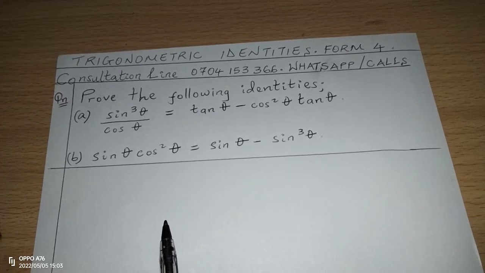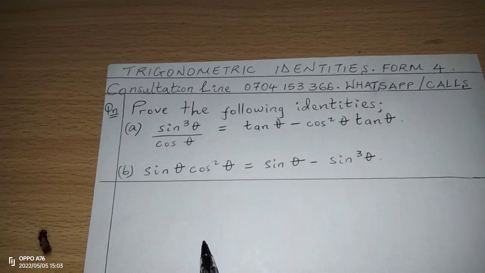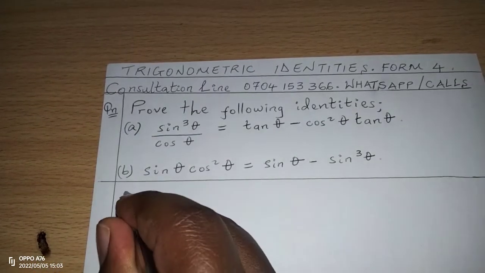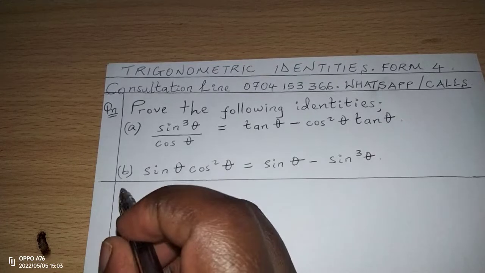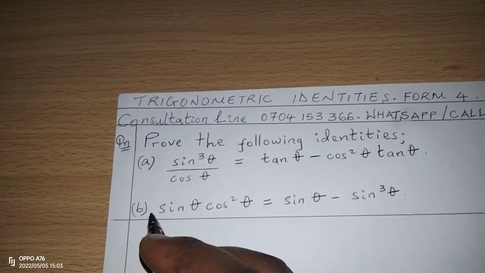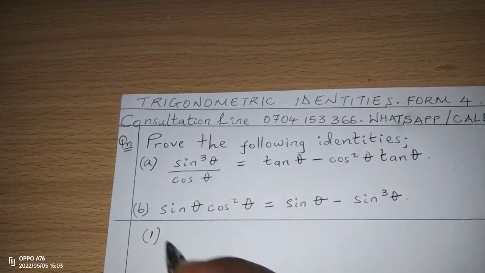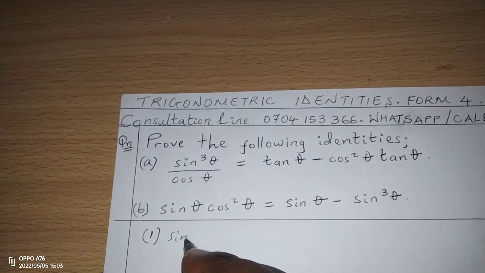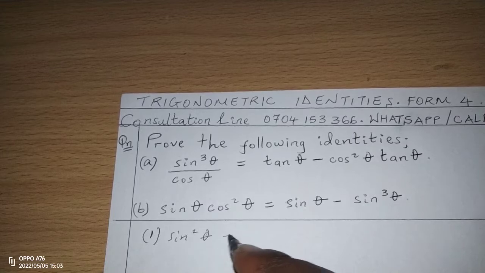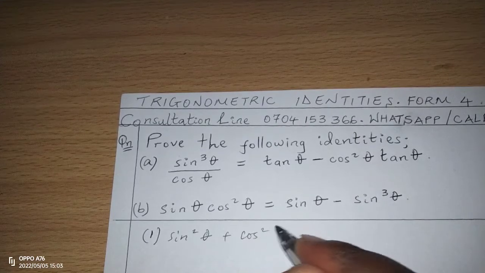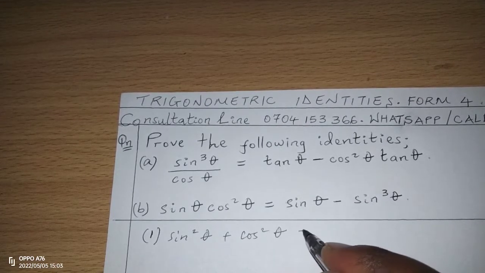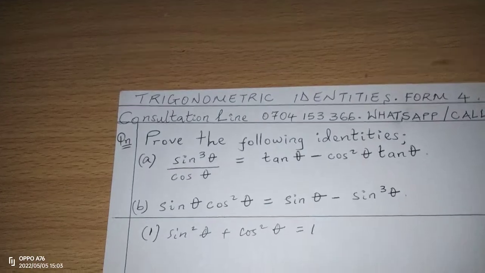Prove the following identities. So we're going to prove some given identities here. But before then, I'd like us to remember that we have two basic trigonometric identities which have to be first of all understood. That when we have the sine squared of an angle theta plus the cosine squared of the same angle gives us 1.